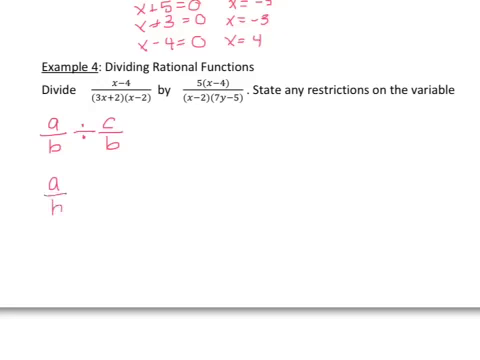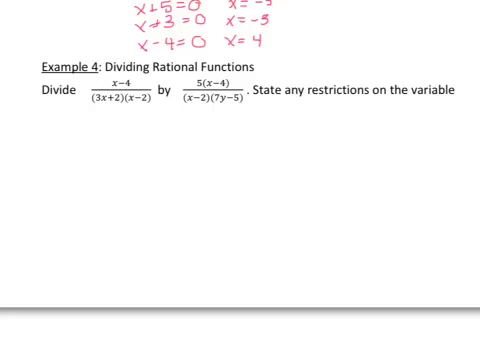So A over B times the reciprocal, B over C. So you just flip the second fraction and it becomes multiplication. All right, so that's what we're going to do. Let me, oops, it's not going to let me erase it. I'm having trouble. Okay.